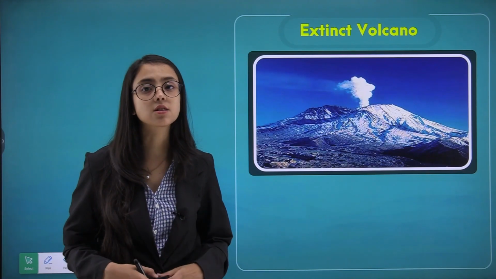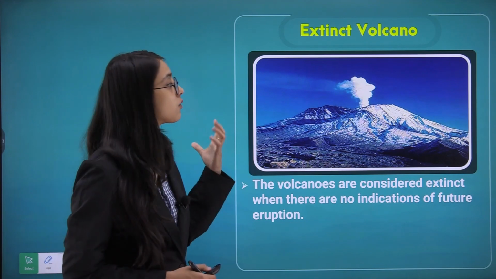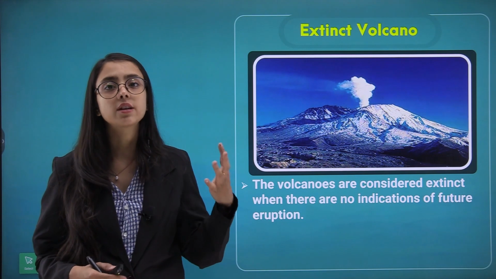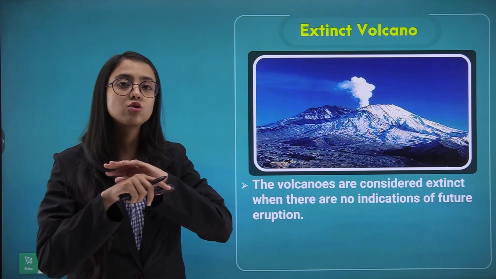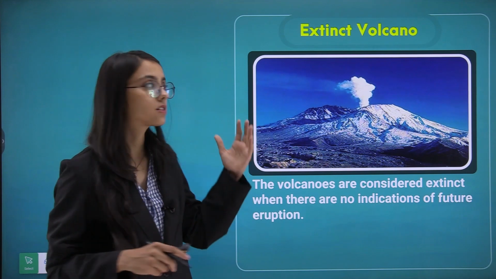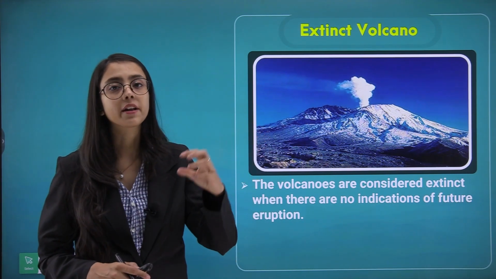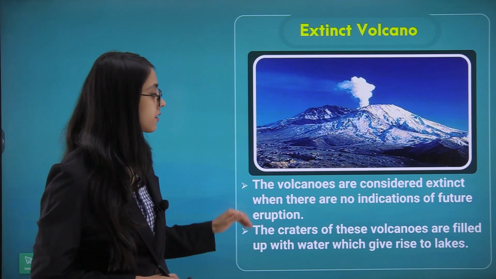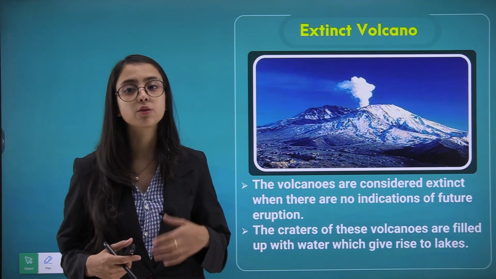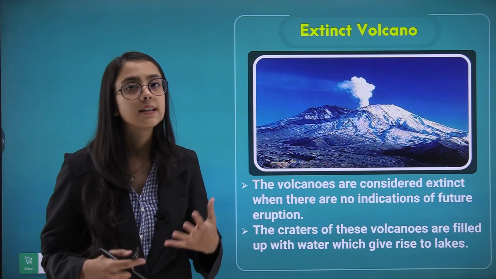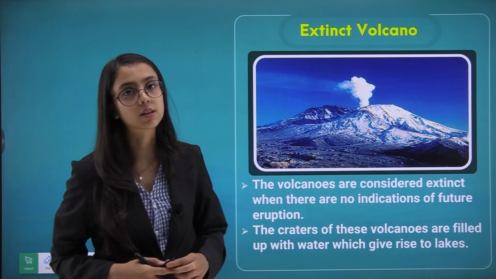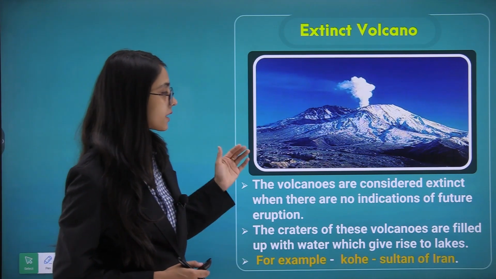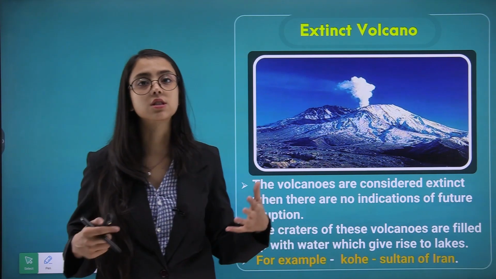Then there are extinct volcanoes. Volcanoes are considered extinct when there are no indications of future eruptions, as in, there is no chance that this volcano will erupt or emit gaseous or lava substances. The craters of these volcanoes are filled up with water which gives rise to lakes. So, they become natural water bodies instead. For example, there is a volcano known as Kohe, which is the Sultan of Iran.